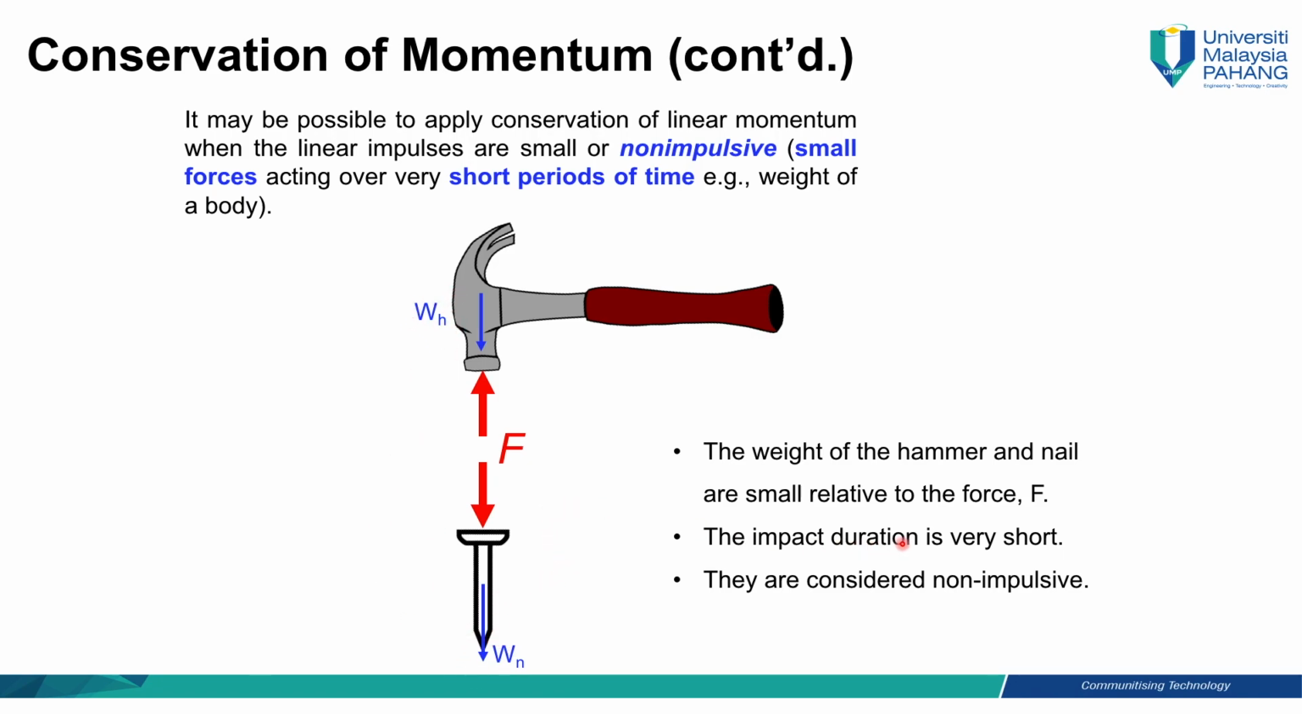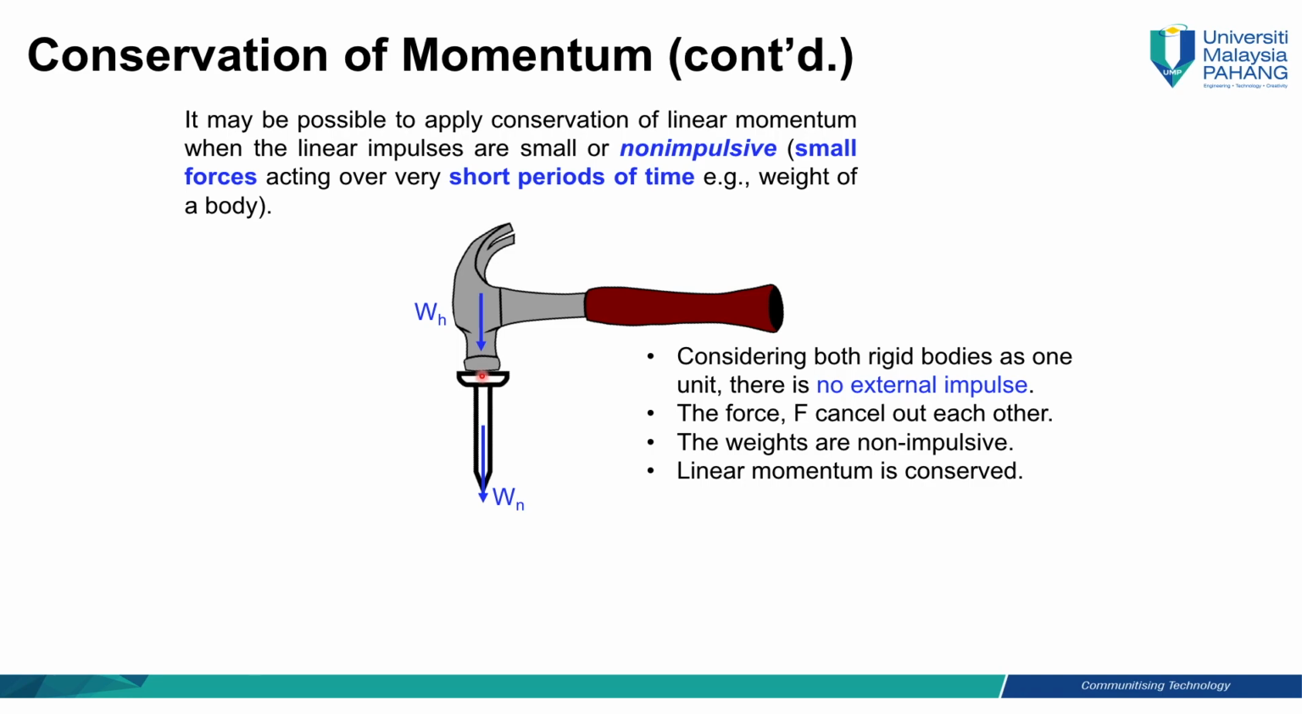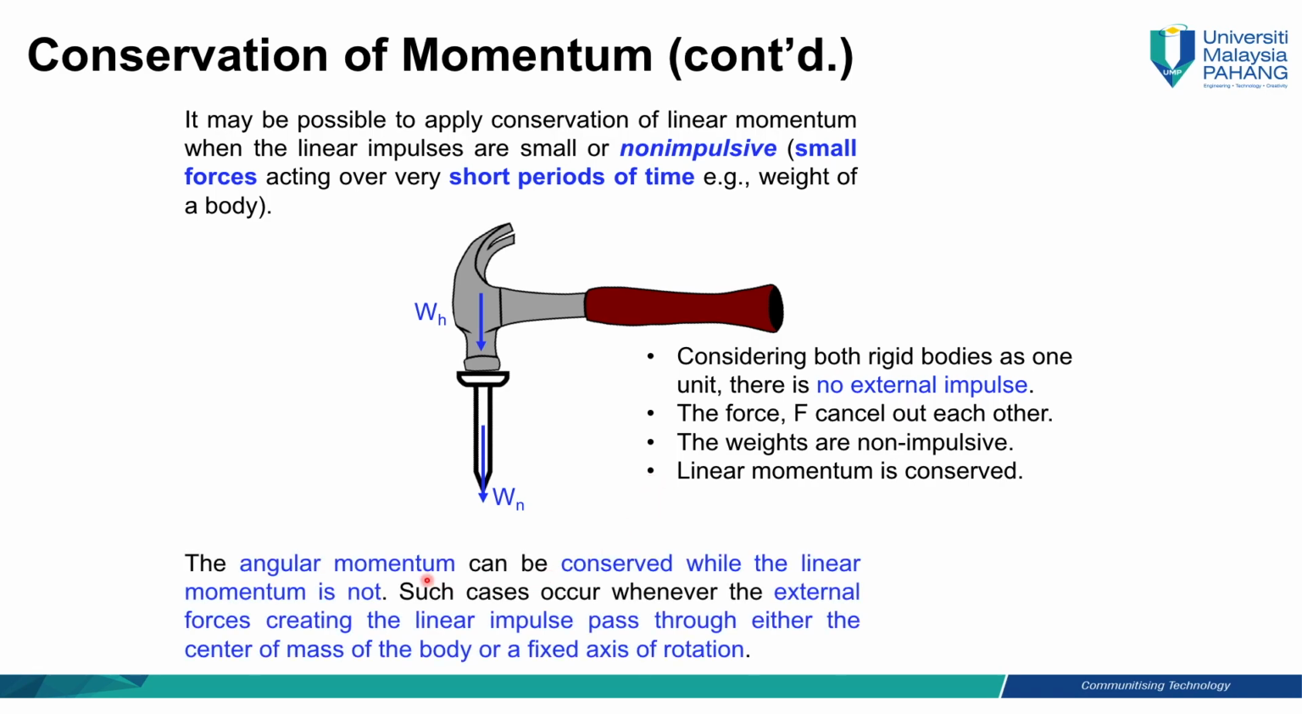And since the impact duration is very short, we consider this weight as non-impulsive. And then if we draw the free body diagram together now, the internal forces F just now will cancel out each other. And since the weights are non-impulsive, we can say that in this case the linear momentum is conserved, and the angular momentum can be conserved while the linear momentum is not. So it is not necessary that both linear and angular momentums are conserved at the same time.